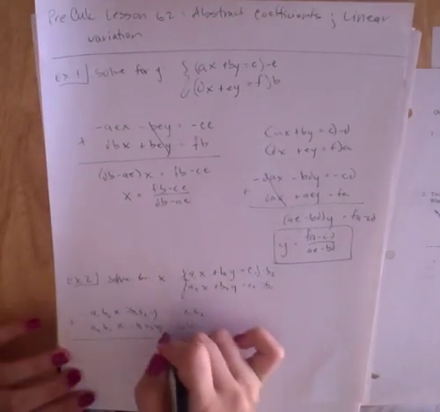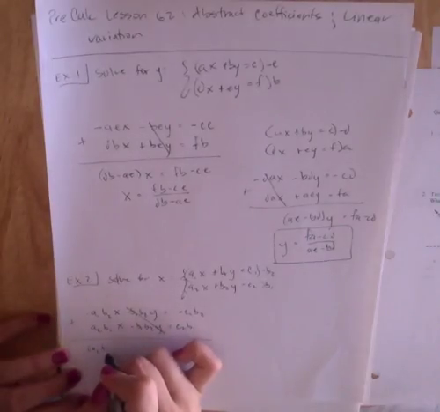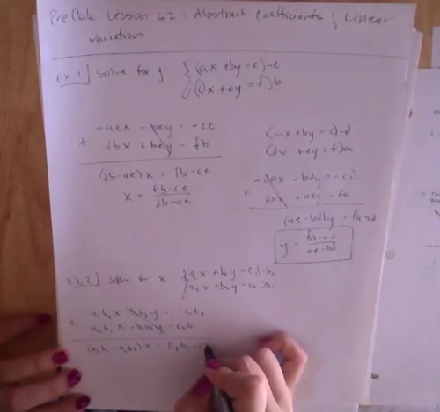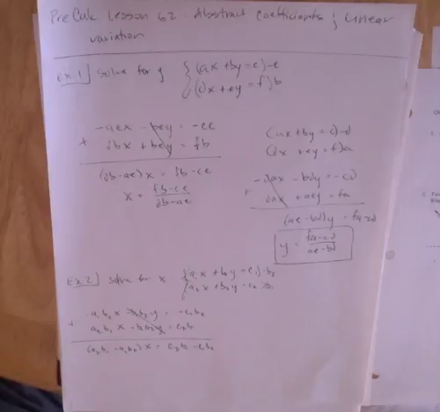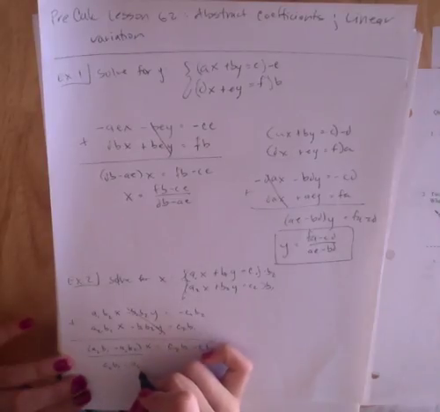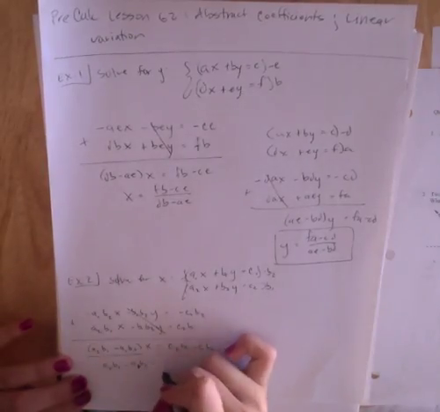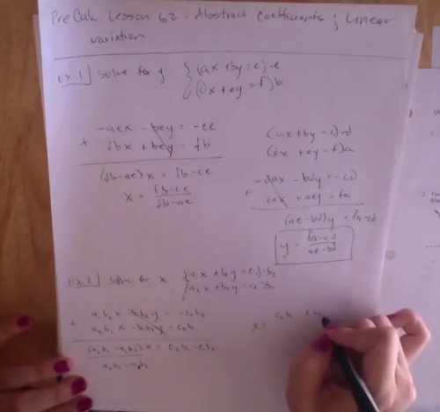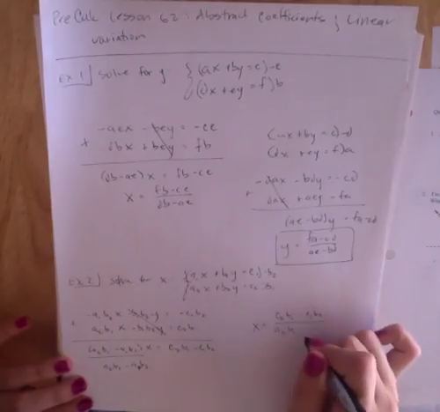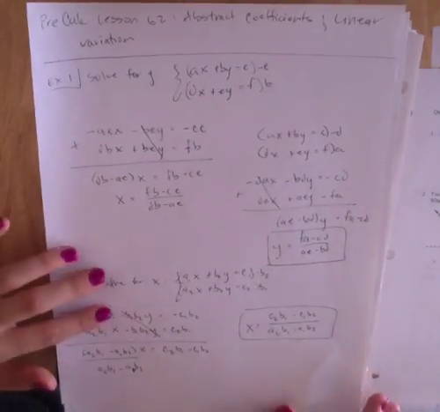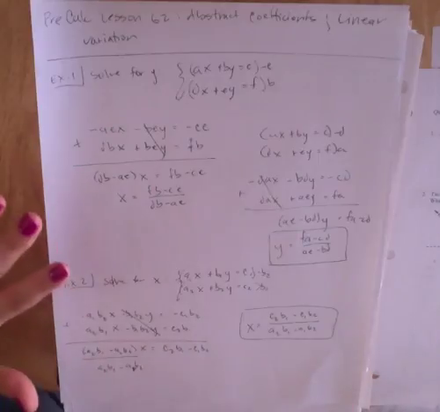Okay, I'm going to add these together. My y's are eliminated. I get a2 b1 minus a1 b2 x equals c2 b1 minus c1 b2. And I solve for x by dividing both sides by a2 b1 minus a1 b2. So I get x is c2 b1 minus c1 b2 all over a2 b1 minus a1 b2. That one's a little bit harder because you have to keep all of your a1s, a2s, b1s, b2s, c1s, c2s in order, your 1s and your 2s basically in order.